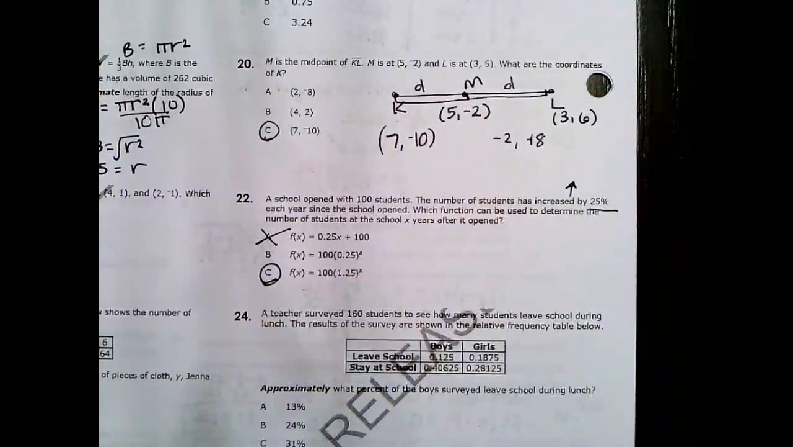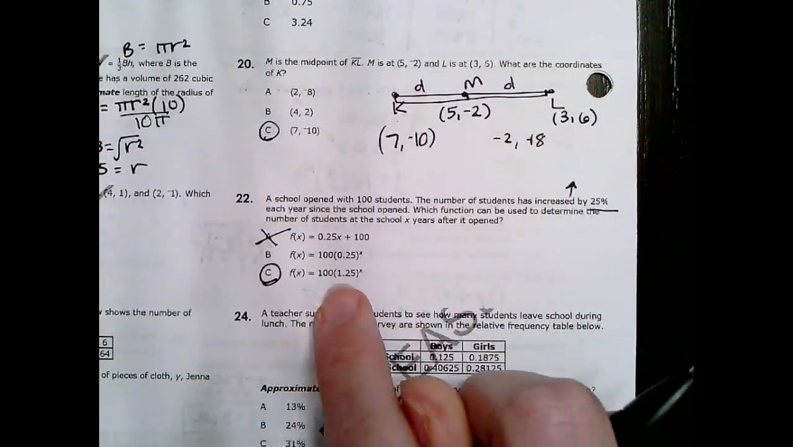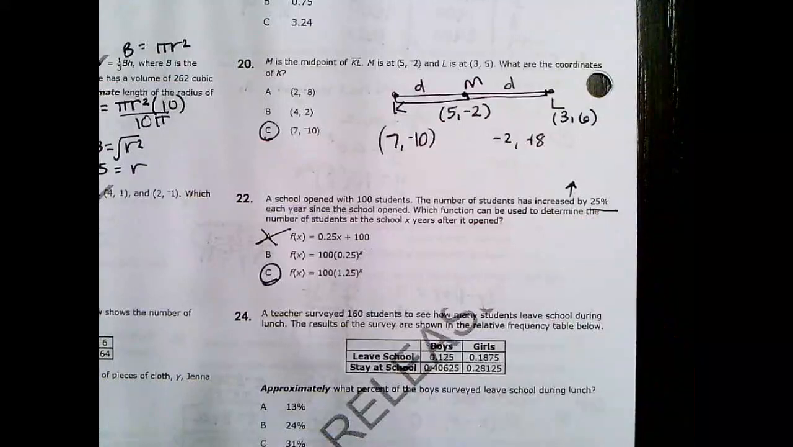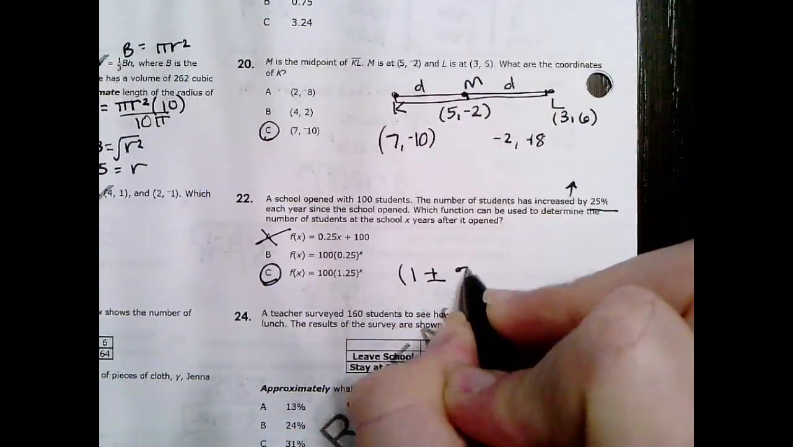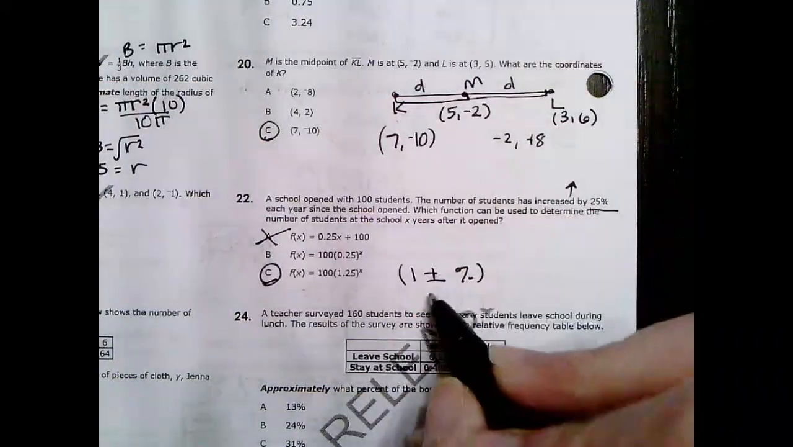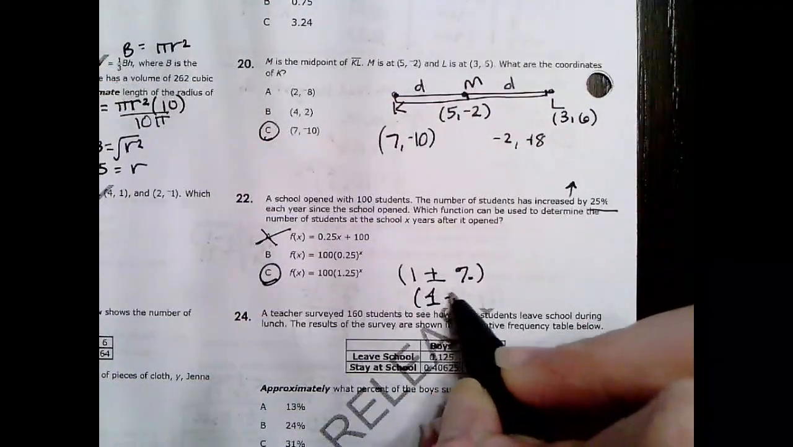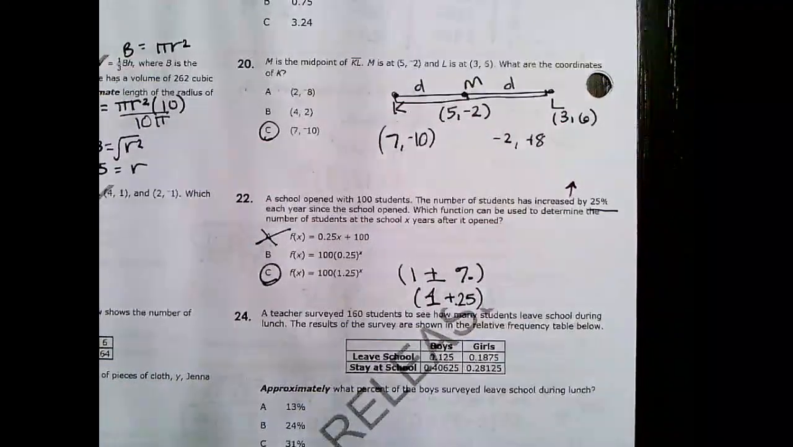Okay, so the answer here is C. 100 students times 1.25 for the 25% growth. Because if you remember, we have 1 plus or minus our percent. If we're growing, then we're plussing our percent. So 1 plus 0.25 for 25%.